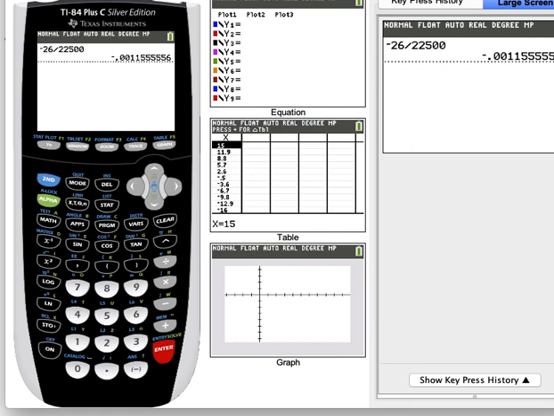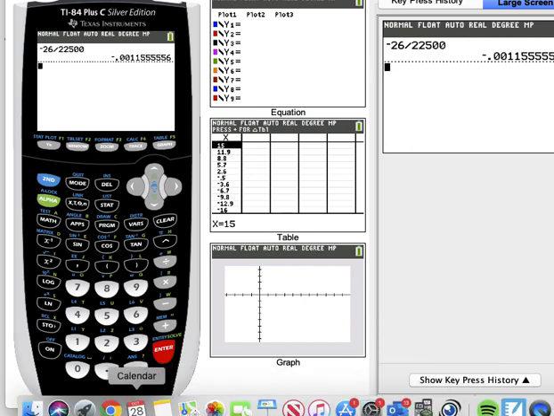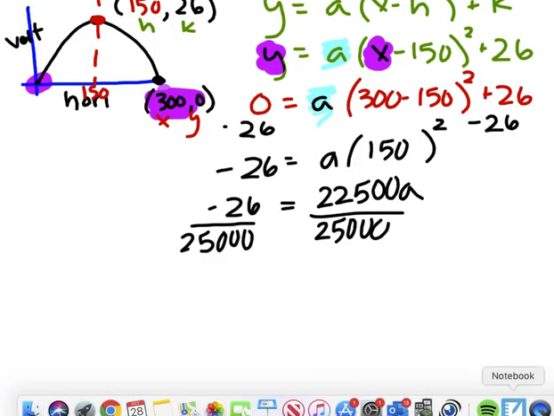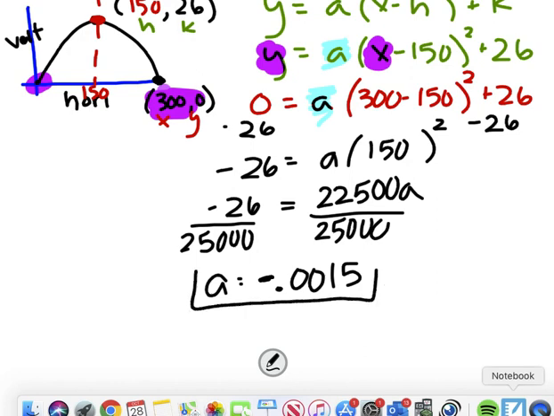Sorry, where am I? It was a negative 0.001, then there are a bunch of 5s, so 5, 5, 5, 5, 6, we'll just leave it there. It makes sense to me that our a value is negative.